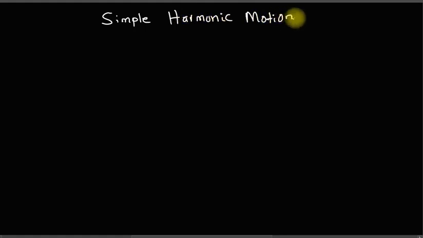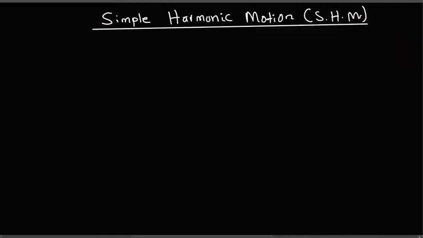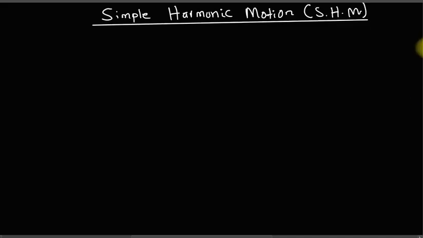In this video, I'll be teaching you everything you need to know about simple harmonic motion. Now, simple harmonic motion can be defined as a motion which has its acceleration directed towards a fixed point. In simple harmonic motion, there is to and fro movement, and it is a periodic motion, which means it occurs at regular time intervals.